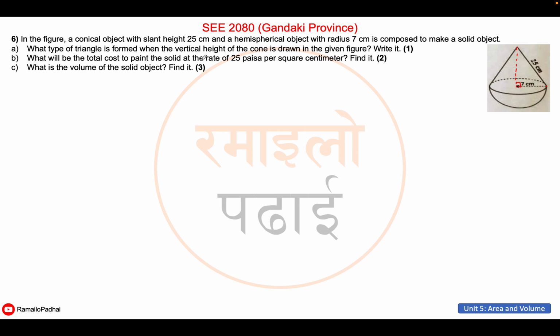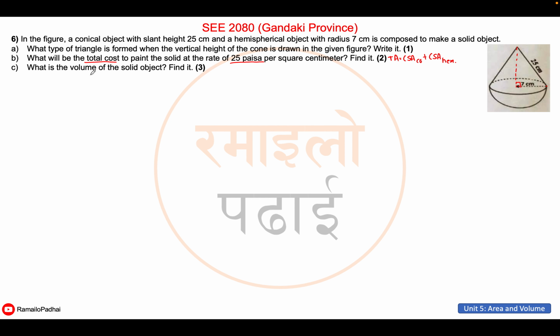In B, what will be the total cost to paint the solid at the rate of 25 paisa per square centimeter? So we need to find the total cost when the rate is 25 paisa per square centimeter. Here we will need to find the total area, which will be the curved surface area of the cone plus the curved surface area of the hemisphere. We will add those two areas and then multiply the total area with the rate to find the total cost required.